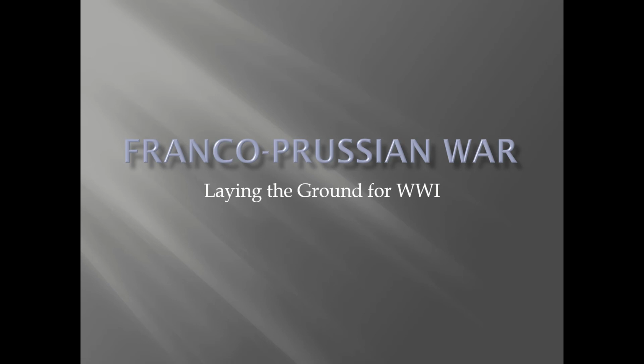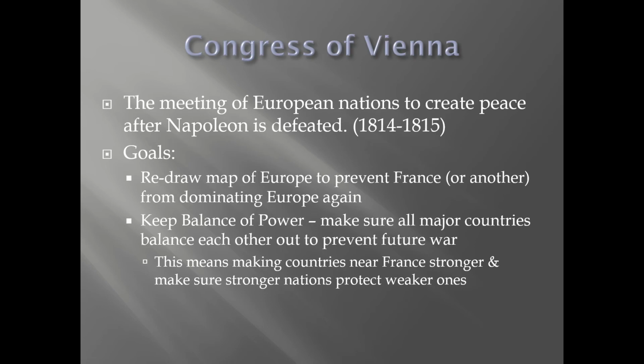So in order to understand the Franco-Prussian War, we actually need to talk about Napoleon and the Congress of Vienna. The Congress of Vienna was the meeting that happened. A Congress is a meeting. So this is a meeting that happened in Vienna, where the European nations gather to talk about what should happen after Napoleon's defeated. What are they going to do with the map of Europe, with all the territory that he had conquered?